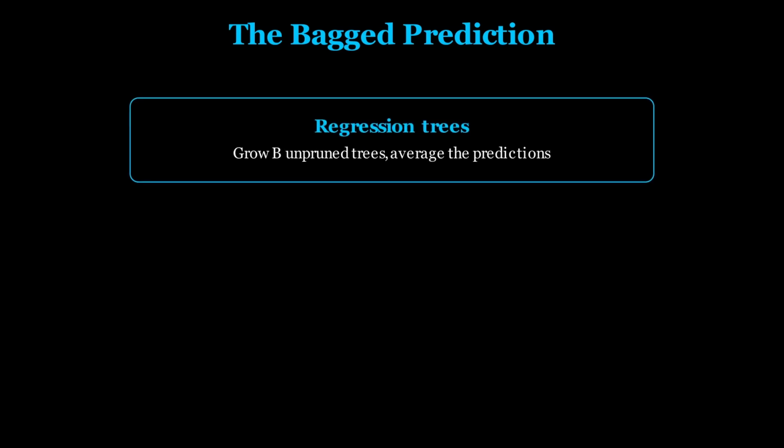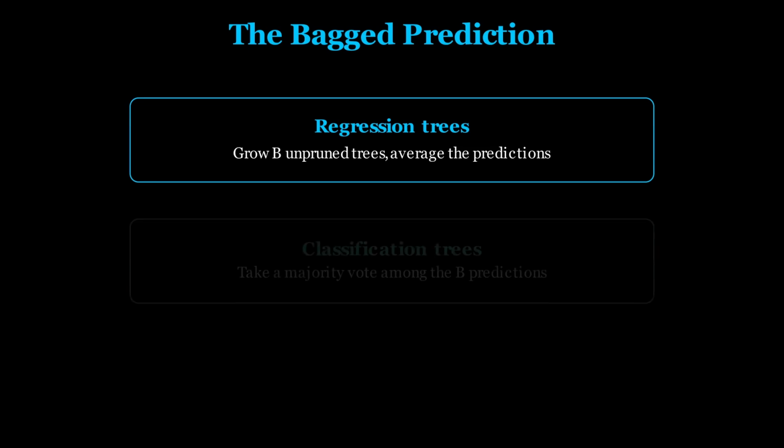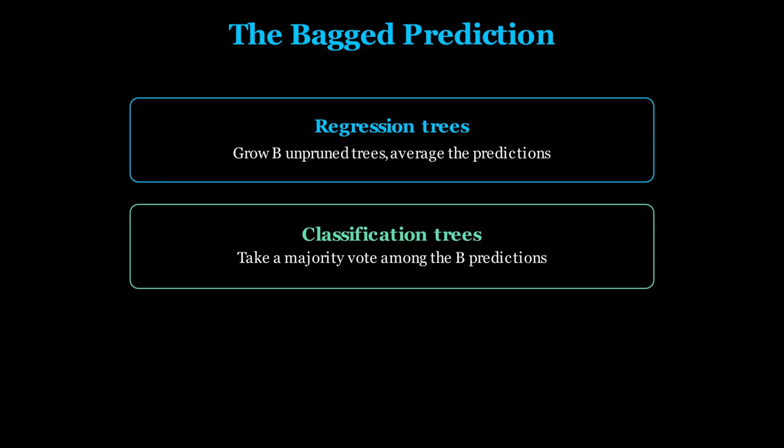Bagging significantly improves predictions for many regression methods, especially decision trees. For regression trees, we grow B unpruned trees on B bootstrap training sets and average their predictions. Each tree has high variance but low bias, and averaging reduces the variance while maintaining the low bias. Bagging is also effective for classification trees.